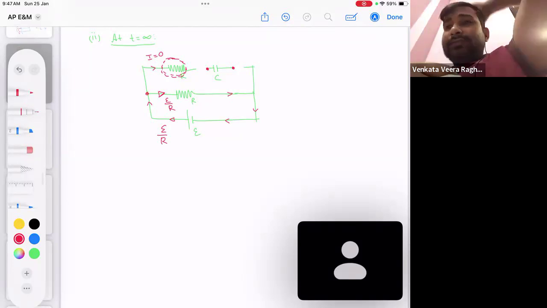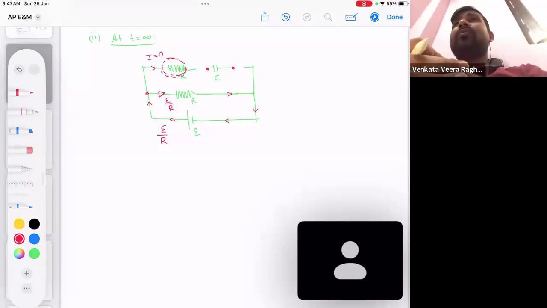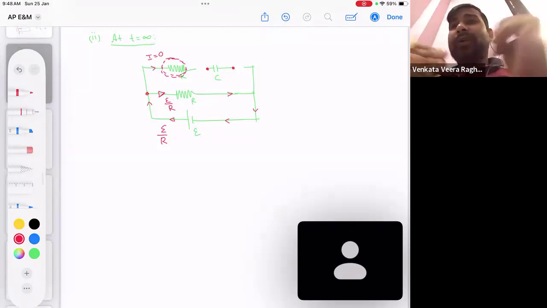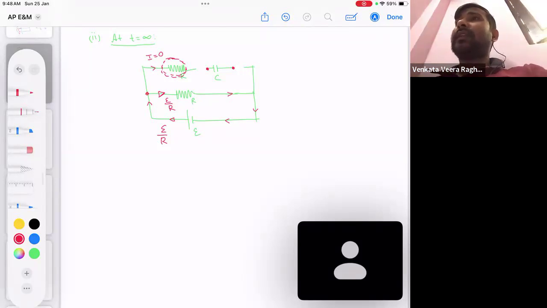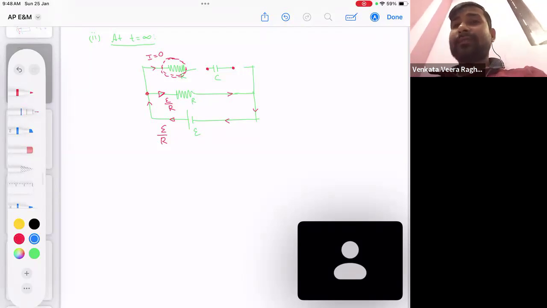Let's discuss the same question and learn about two more things. What is the charge on capacitor at t equal to 0? They will say, sir, 0. Voltage across capacitor at t equal to 0? 0. Energy stored in the capacitor at t equal to 0? 0. No charge, no voltage. Okay. Now tell me all these things at t equal to infinity. Understood? At t equal to infinity, what is this?